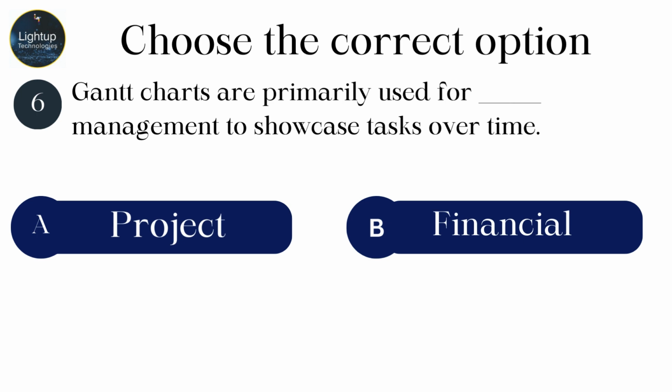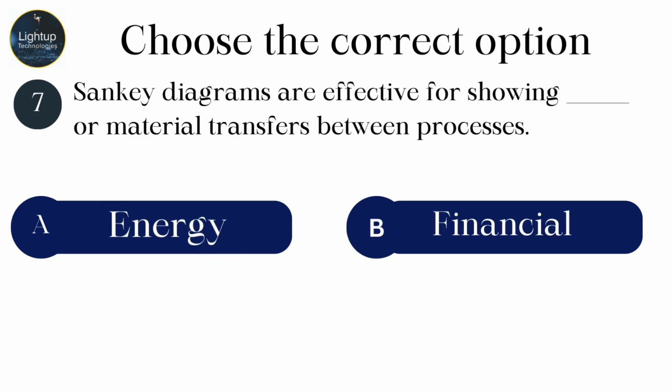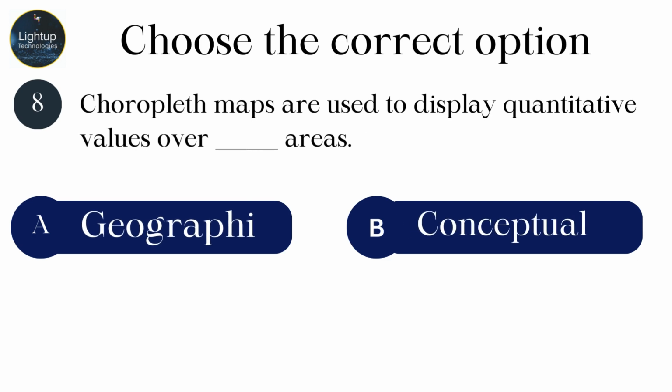Gantt charts are primarily used for dash management to showcase tasks over time. Sankey diagrams are effective for showing dash or material transfers between processes. Choropleth maps are used to display quantitative values over dash areas.